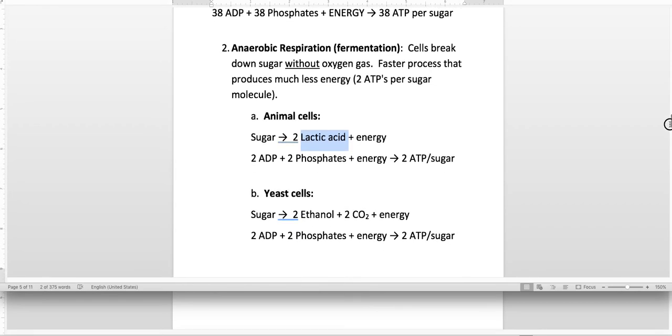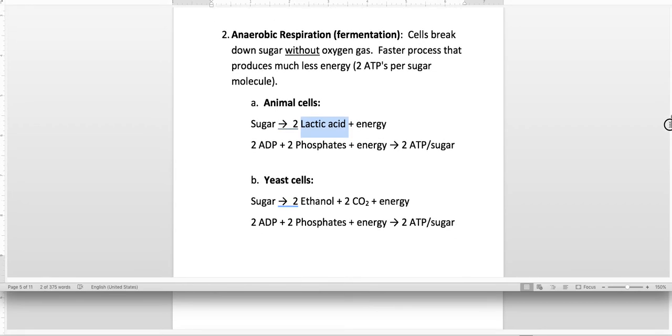Other critters can also do anaerobic respiration, but they do it differently. For example, plants and fungal cells, like yeast, which is a fungus, when they do anaerobic respiration of sugar, they don't turn the sugar into lactic acid. Instead, if you force a yeast cell to do anaerobic respiration by taking away its oxygen, it will break down sugar to what's called ethanol and carbon dioxide. So ethanol, most people know that as alcohol.